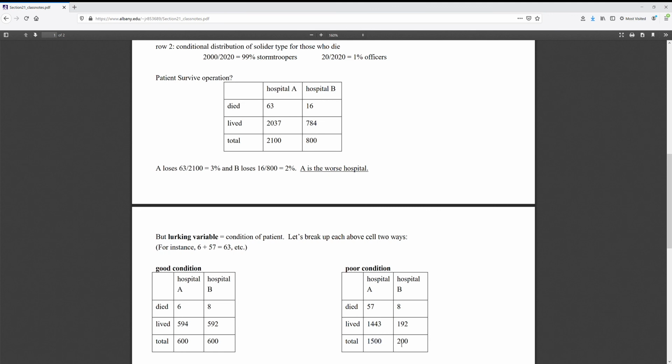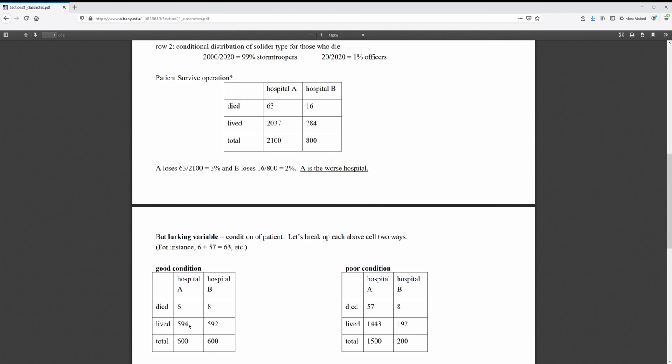There were 200 patients in poor condition in Hospital B. 8 of them died, 192 of them lived. Now notice the way this plays out. If you add cell for cell, you're going to get back to what we had before, right? Hospital A died 6. Hospital A died 57. Total 63. Hospital B died 8. Hospital B died also 8. They add up to 16. And so forth and so on.